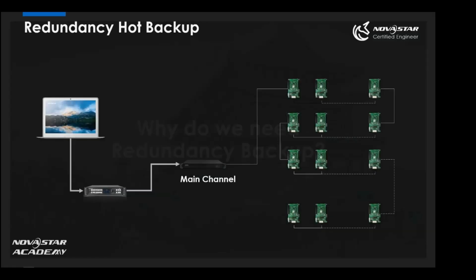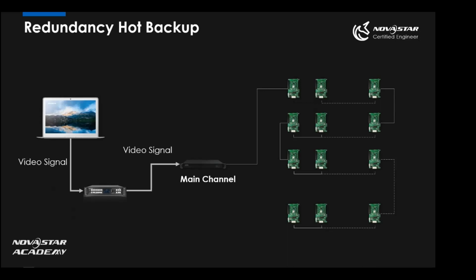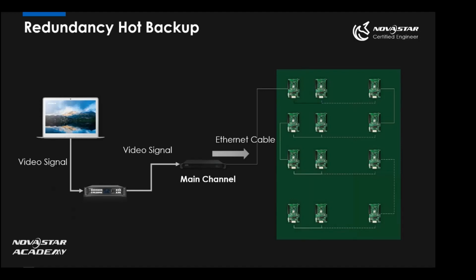This is a basic structure of an LED control system. Normally, there is only one channel from the control PC to the video processor. It provides the video signal, and the processor will give the signal to the sending card. And finally, the sending card will connect to the receiving card by Ethernet cable. It will transmit the data to all of the receiving cards. And finally, the LED screen will show the correct image.